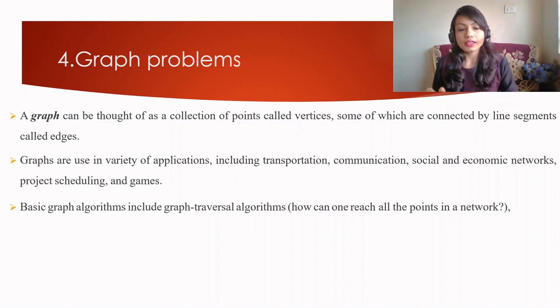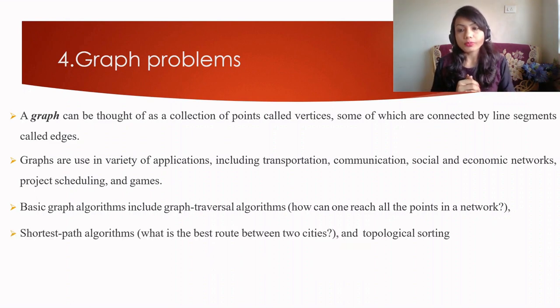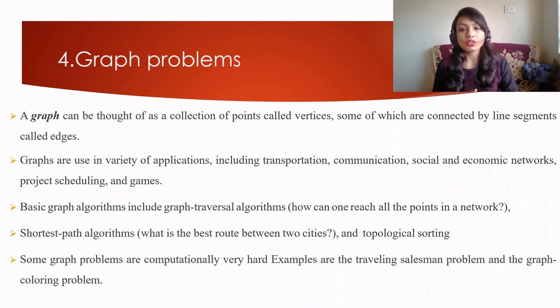So the next thing is the shortest path problem. So what is the shortest path? Given two cities, we have to find the shortest route between these two cities. And one more basic graph algorithm is topological sorting.